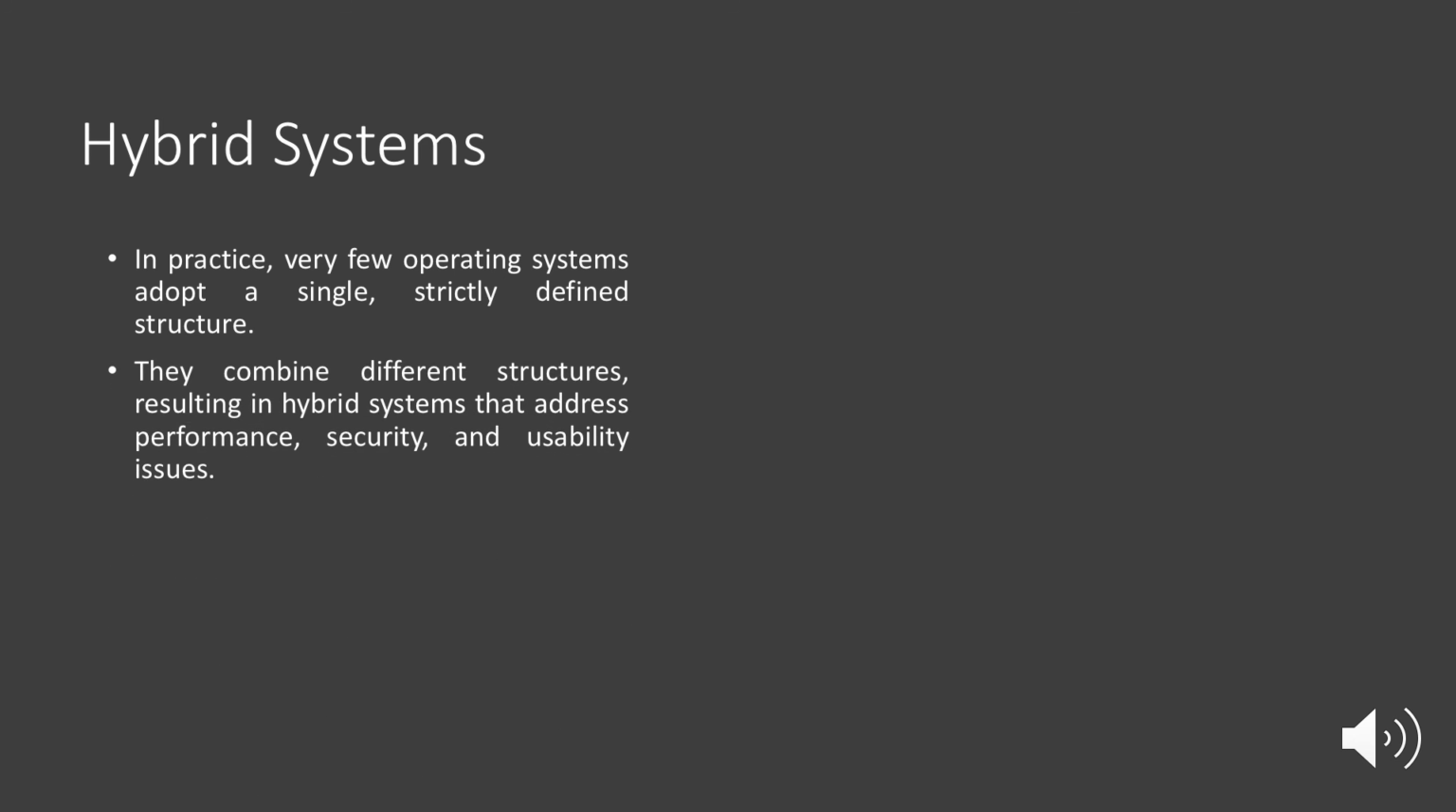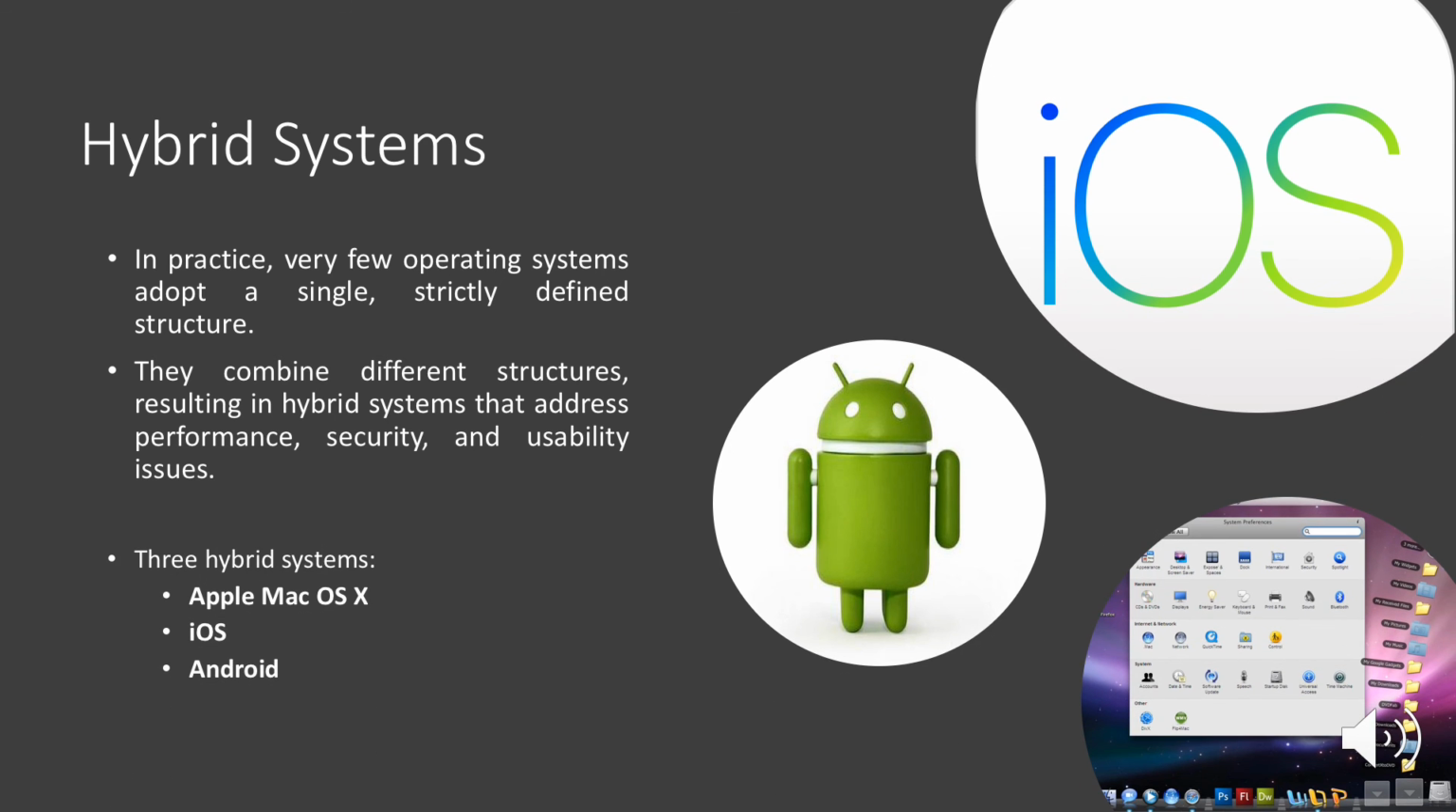Hybrid systems. In practice, very few operating systems adopt a single strictly defined structure. Instead, they combine different structures, resulting in hybrid systems that address performance, security, and usability issues. Three hybrid systems are well known: Apple Mac OS X, iOS, and Android.